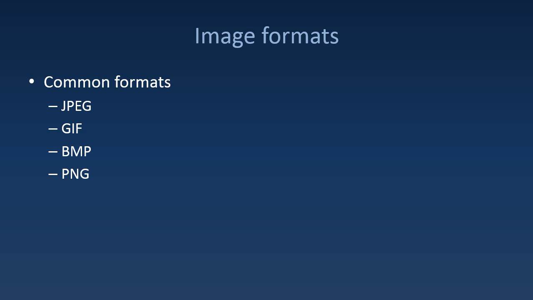Now, for an actual image, when we take that information, we store it in a file, we have to store those numbers, those pixel values, in some format. And there's multiple ways that people have come up with for doing this. The formats you should really be aware of are JPEG, GIF, BMP, and PNG files.